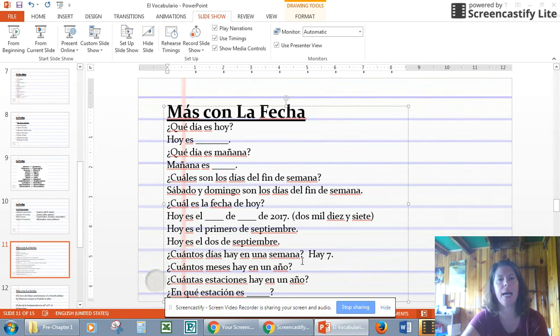¿Cuántos meses hay en un año? How many months are there in a year? And again, hay 12 meses en un año. Hay 12. ¿Cuántas estaciones hay en un año? How many seasons are there in a year? Hay 4. There are 4 seasons in a year.